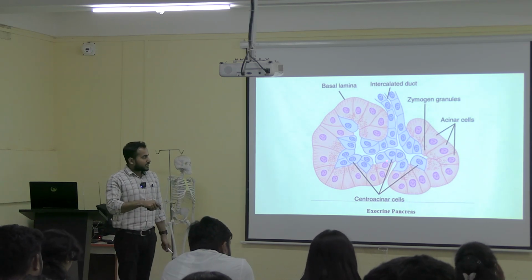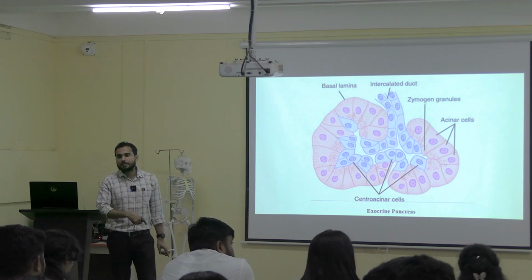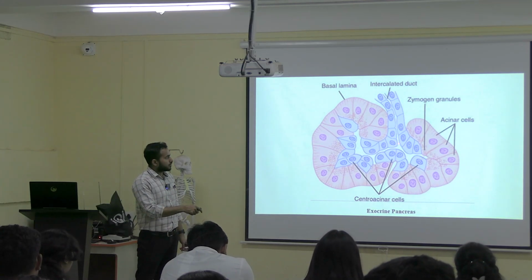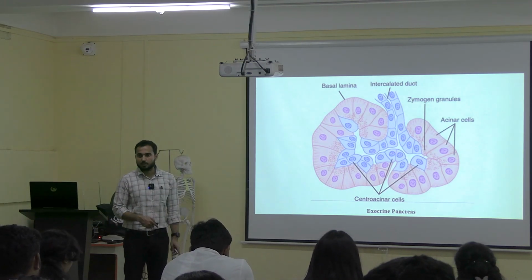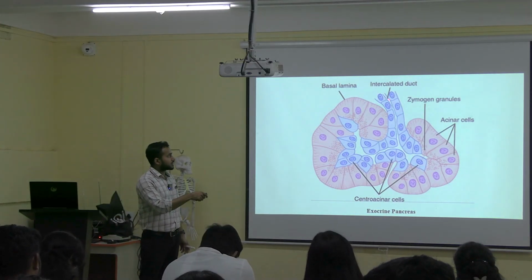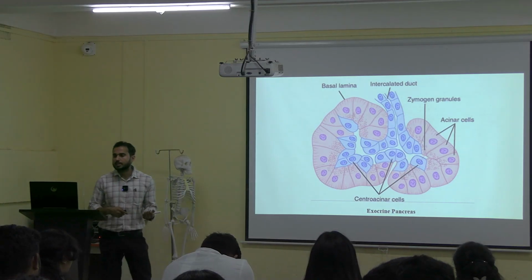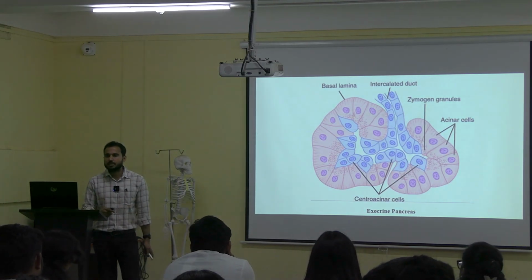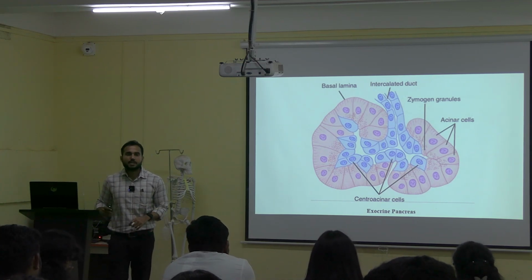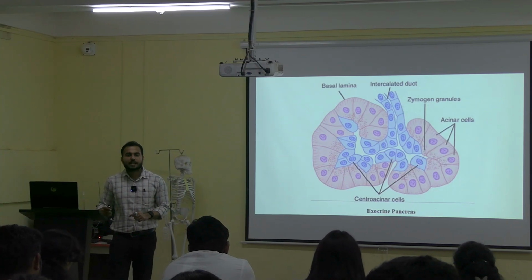Now if you see the function of the centroacinar cell, they will produce bicarbonate ion. So after formation of the pancreatic juice, when it comes out like this, this particular centroacinar cell will secrete bicarbonate ion. The bicarbonate ion will mix with the pancreatic juice and then it will come out. So what will happen? If bicarbonate ion is added to the pancreatic juice, it will become alkaline. That's why the pH of the pancreatic juice is approximately 8.3, which is alkaline in nature.